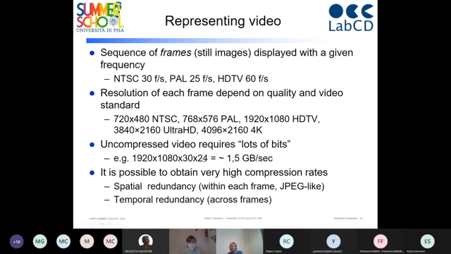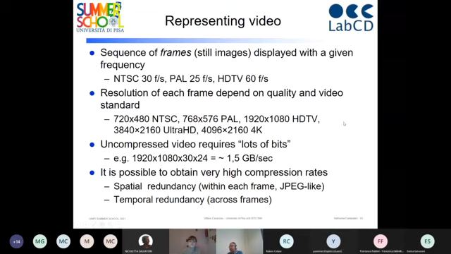Okay, 24 bits is just the number of bits that you need to represent one pixel of an image without compression. In any case, you need it in the order of 1 gigabyte per second. So this is really the way that we want to compress.